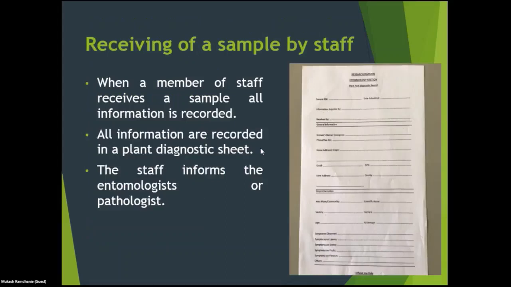Now, when the sample reaches the research division, a member of staff would take the information and record it on a sheet. The sheet is seen on the right-hand side of the slide, and all the information is recorded there for reference and also for contacting the farmer at a later period in time. Then the staff would inform the entomologist or the pathologist, who will then look at the sample.